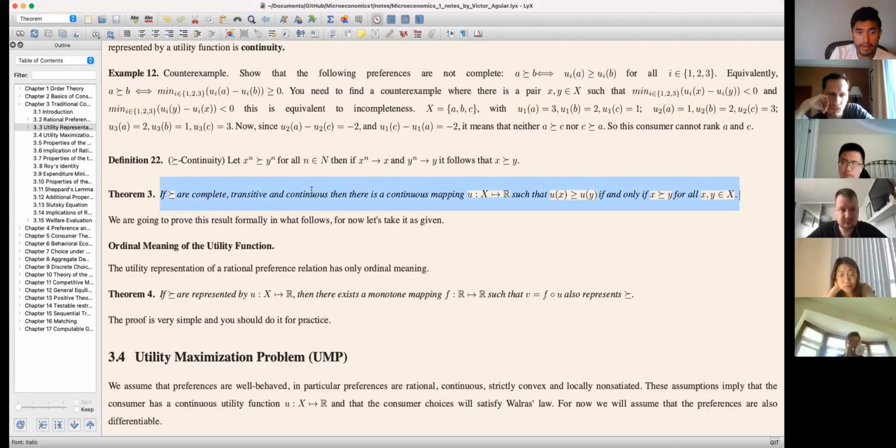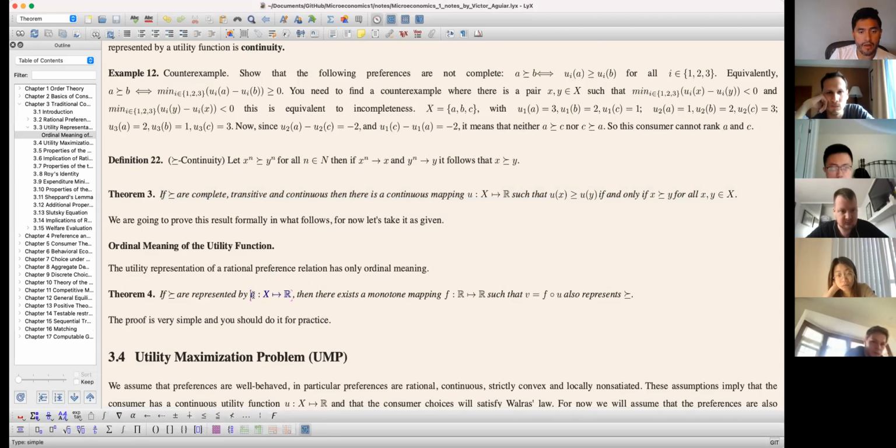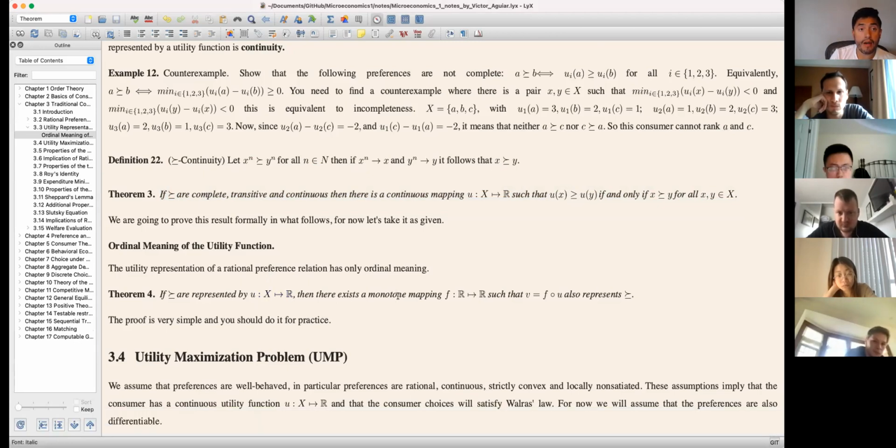So if preferences are complete, transitive, and continuous, so I added continuity, then there exists a continuous mapping U going from X to R, such that U of X, the utility of X, is greater than or equal to the utility of Y if and only if X is preferred to Y, for all X and Y. And also, this is important, if preferences are represented by a utility, then there exists a monotone mapping F.